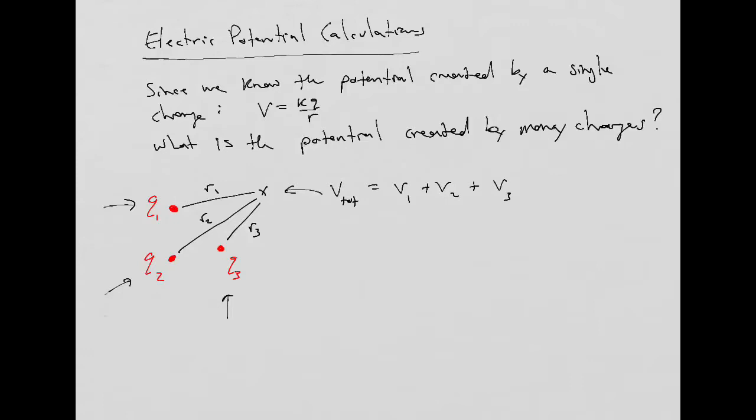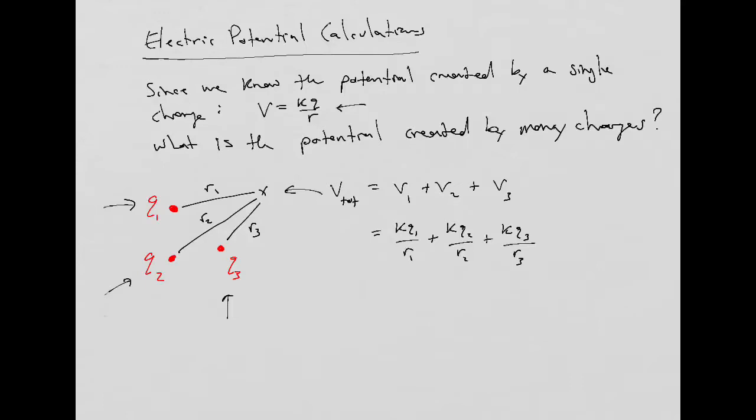Now these individual V's, V1, V2, and V3, can be found with kQ over R. So we'd have kQ1 over R1 plus kQ2 over R2 plus kQ3 over R3. Again, it can get tedious because there can be many terms, but you're just adding numbers because there are no vectors here, which is one of the main reasons we're defining electric potential, because it turns out it's easier to calculate the electric potential than it is to calculate electric fields in a lot of cases.